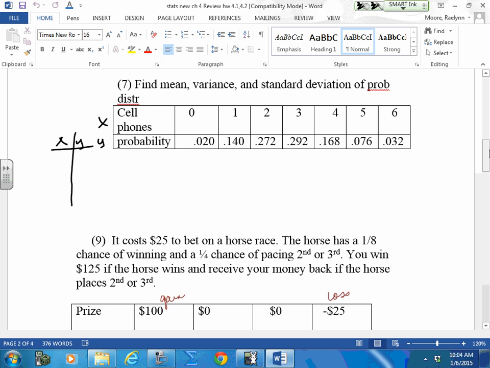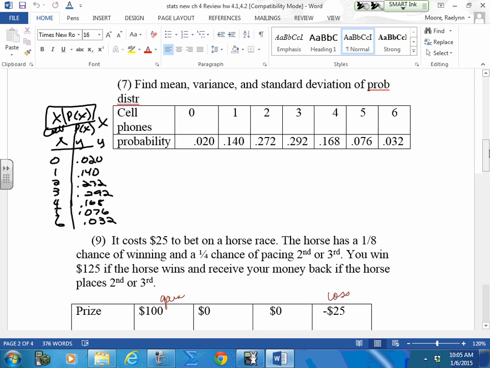X and Y, cell phones and probabilities, whatever you want to call it, probably your X and your P of X is the best way to label this. But it doesn't really matter. If you like to look at it the vertical way, be my guest. Just rearrange it. I have some kids that really don't like to look at it horizontally. It took me a while myself because I was such a vertical person. And some kids really have a hard time seeing it.